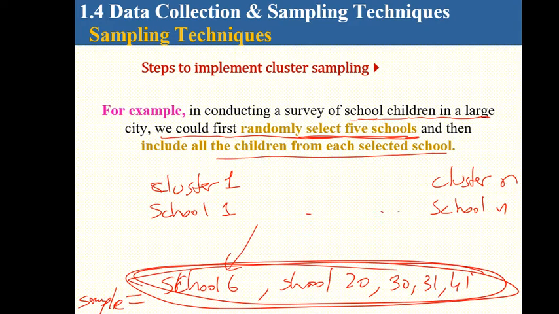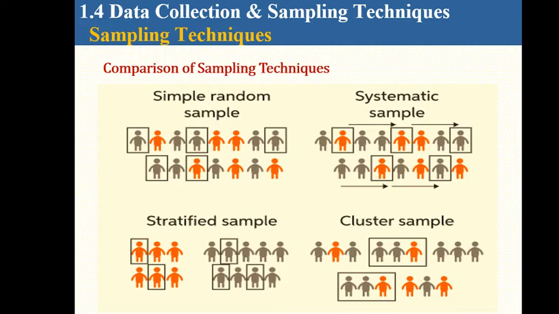In stratified sampling, you choose samples from each stratum. But here, if you choose a cluster, a cluster means a collection of people in a location, you put them all in the sample. This is the difference between cluster sampling and stratified sampling. Now, look at this picture. It gives a nice comparison between the sampling techniques.